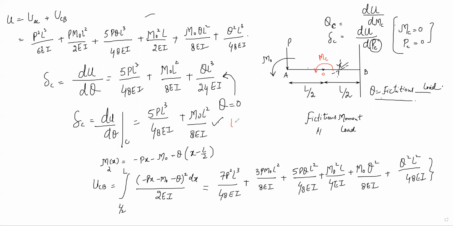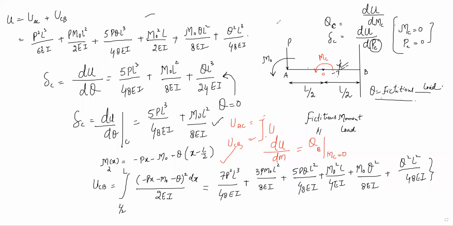Do this analysis again. That is, now find the strain energy in the portion AC, find the strain energy in the portion CB, and add up the two strain energies to find the total strain energy. Then do dU by dM. That will give you the slope at point C, but you have to put MC equal to 0 as we did here. So this is how we find the slope and deflection in the beam using Castigliano's theorem. That is a very important expression.